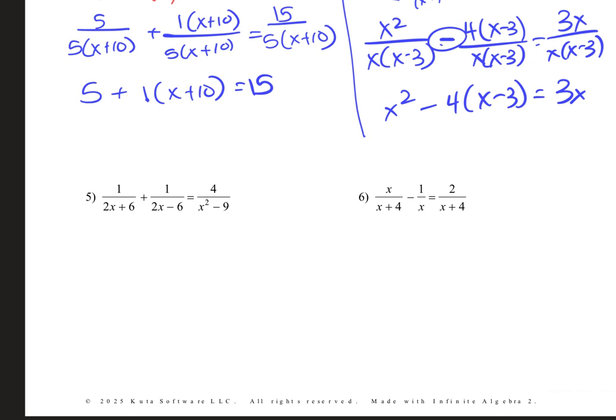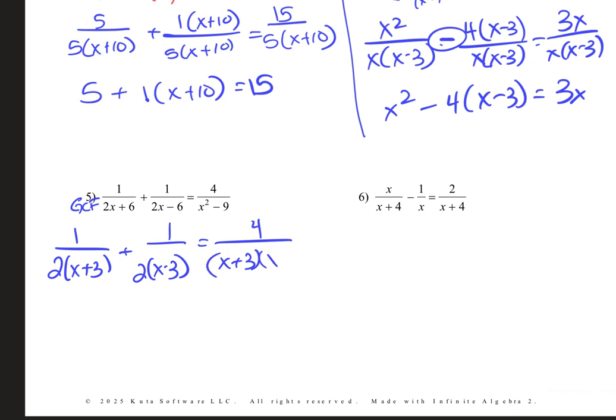Okay? Anything like this, I do want to make sure you factor these so you can just see them. So this, I'm going to factor it and rewrite it. This first one is 2 times x plus 3. This is GCF factoring. Then 1 over 2 times x minus 3. And this one is 4 over x plus 3 times x minus 3.